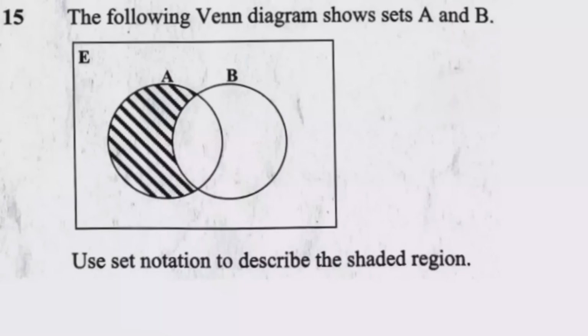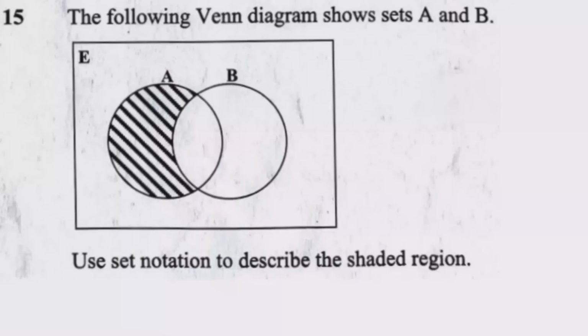Use set notation to describe the shaded region. Okay, so now we have started the diagram. How can we write this in set notation? Okay, we have got set A is shaded, part of it is shaded.